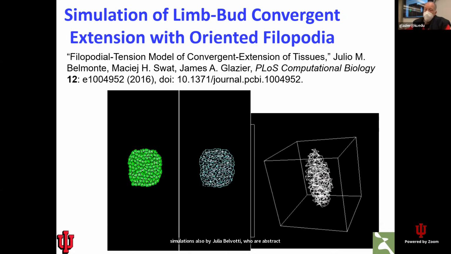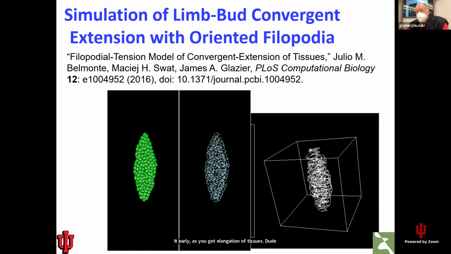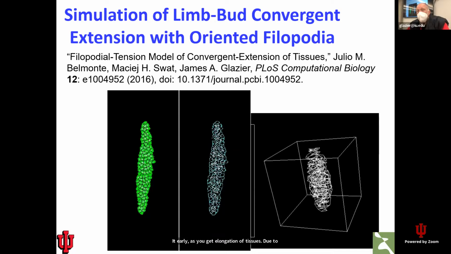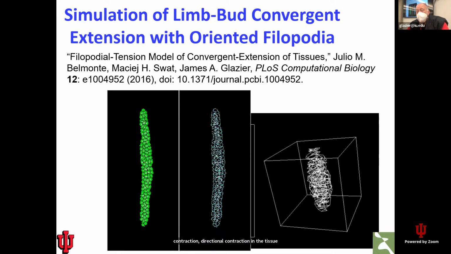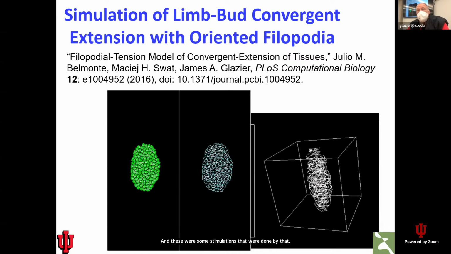These are simulations also by Giulio Belmonte, more abstract simulations about 3D biomechanics. In early embryos, you get elongation of tissues due to contraction, directional contraction in the tissue. And these were some simulations that were done by that. That's a simulation we could definitely do in the class this year.